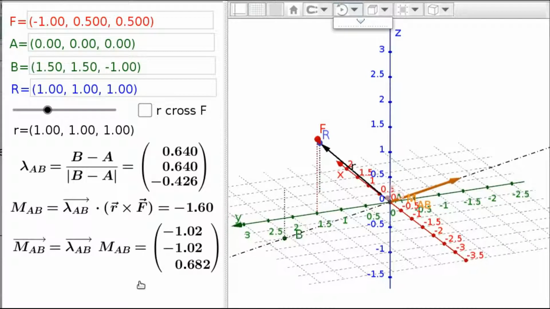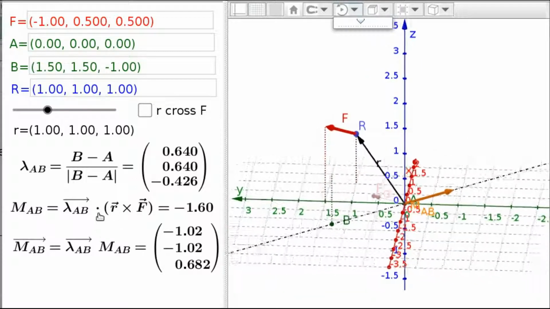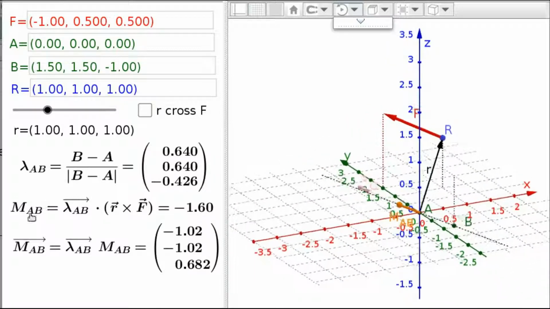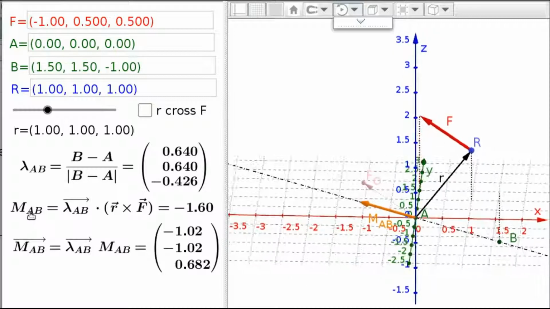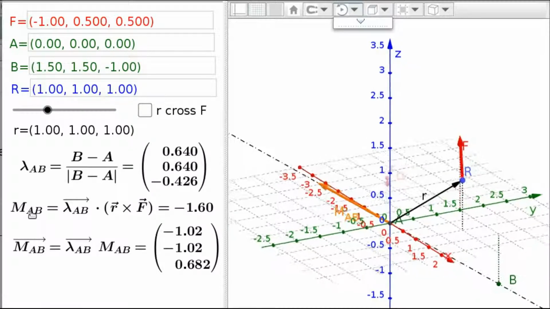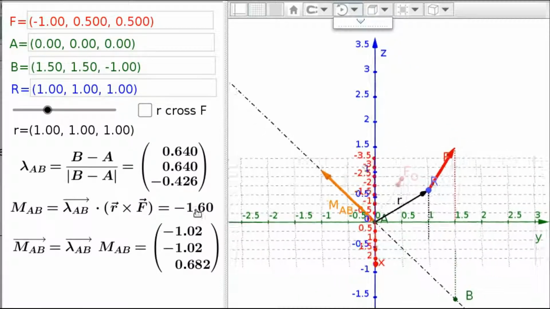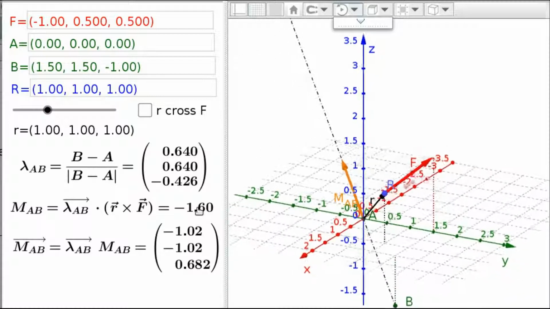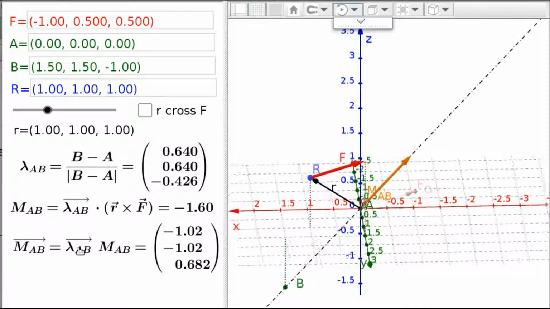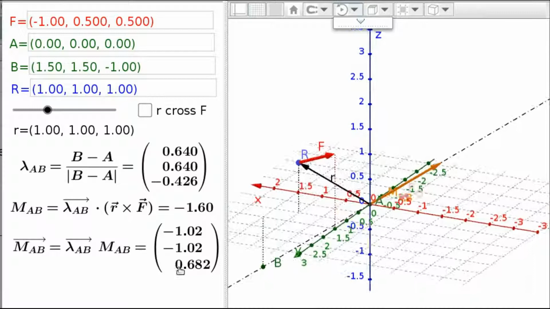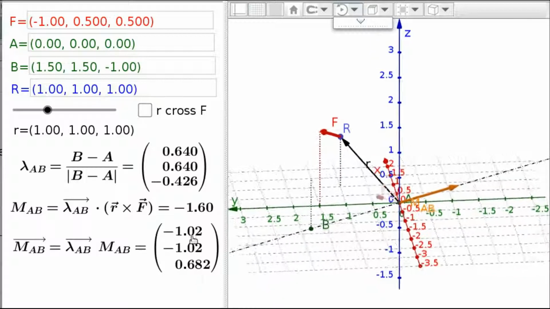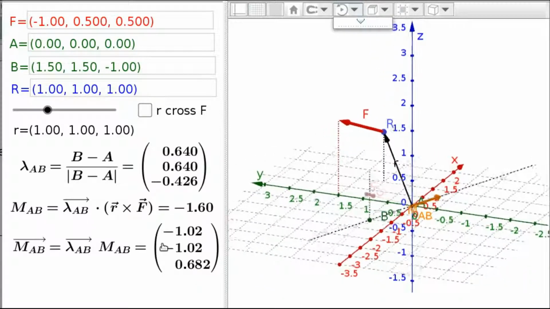So, let's see, R cross F dot lambda AB. That's how we calculate the magnitude of this vector. But here you see it's negative. This MAB is a scalar value, so it can be negative. And to get the actual vector, though, we then again multiply it by the same lambda AB to actually get the moment on the axis AB. So this now is the vector, the orange vector shown in the view.